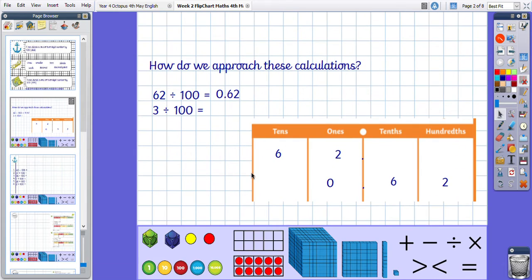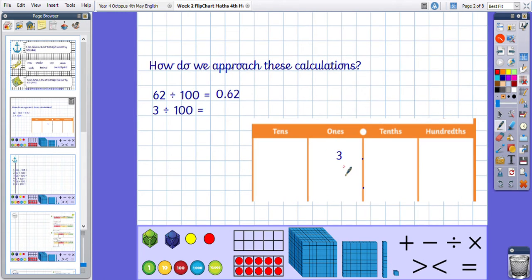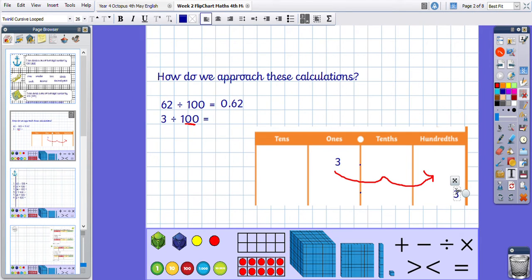Okay, so if we were looking at the number 3 divided by 100, we would place our 3 into our place value column, so it would be in the ones column, and this time we are just moving the 1 number 2 places to the right, remembering that there are 2 zeros in our 100, which tells us we are moving 2 places to the right. So our 3 would be in our hundredths column.